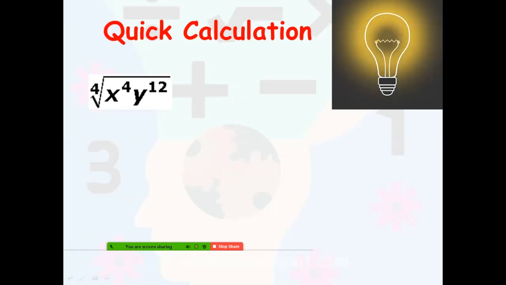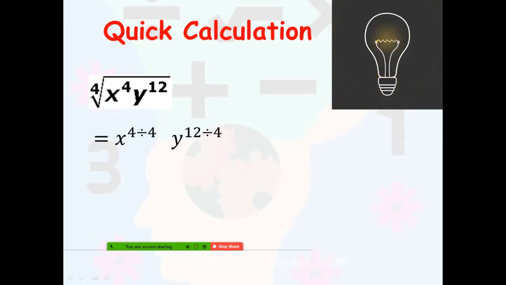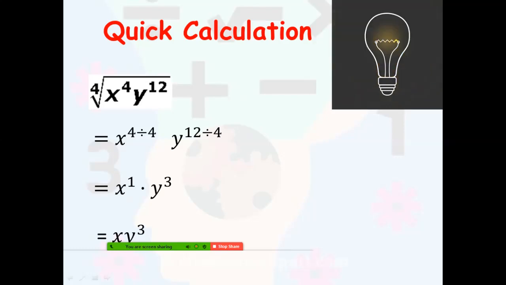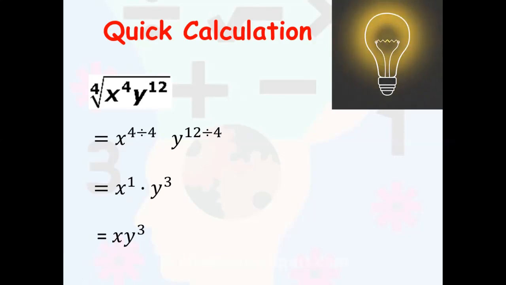How much is 4 divided by 4? And then 12 divided by 4. Just consider this root sign as a dividing sign. So 4 divided by 4 will give you 1, and 12 divided by 4 will give you 3. Now, as you know, we never write the exponent of 1 in our answers. So your answer is going to be x y cubed. Hopefully that's a very easy way. That's why I called it the quick calculation way. We can even do it with our minds without using paper or pen.